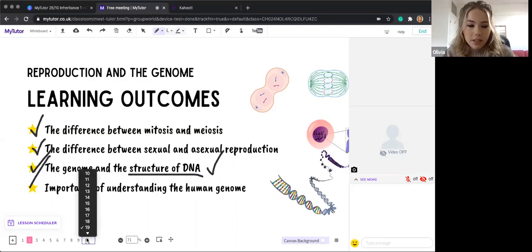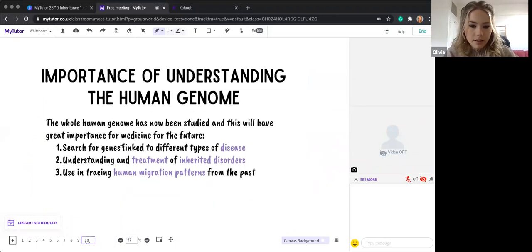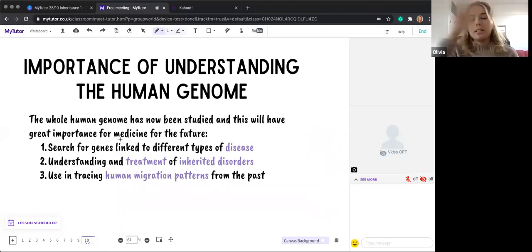Okay, I'll go back to the genome because it seems like a few of you are understanding that. Maybe I did whiz through that a little bit too quickly. So the genome is our range of genes, our range of DNA. It's important that we understand this because obviously genes are linked to diseases. Whilst they code for our characteristics, they also code for our bad characteristics, which are our diseases, okay? So if we understand our genes, then we understand how we can treat these better.